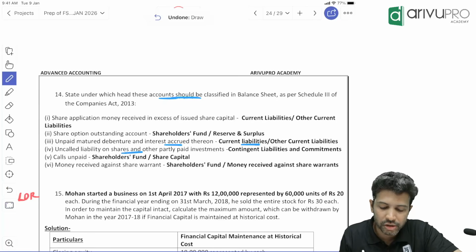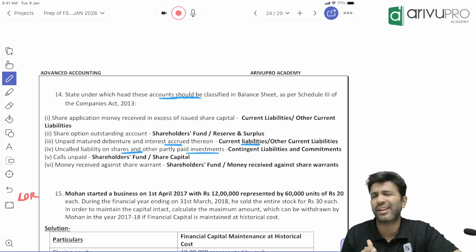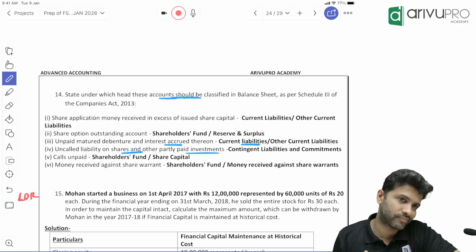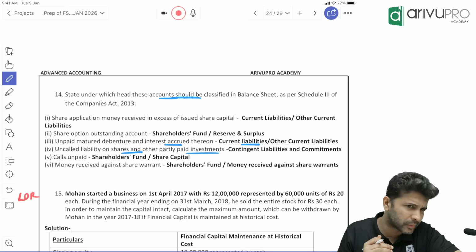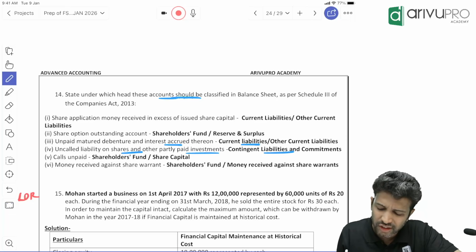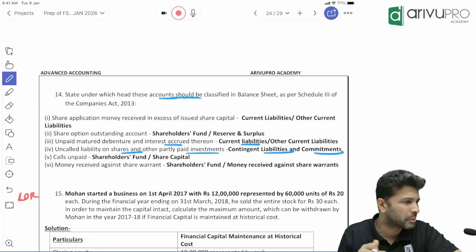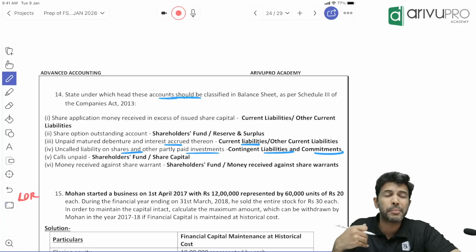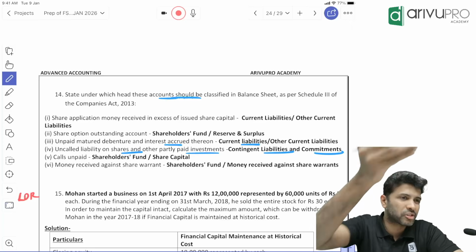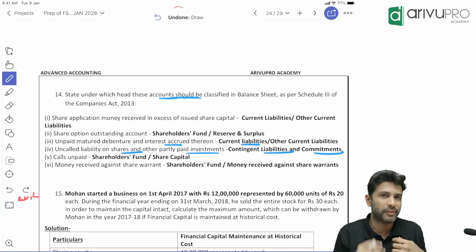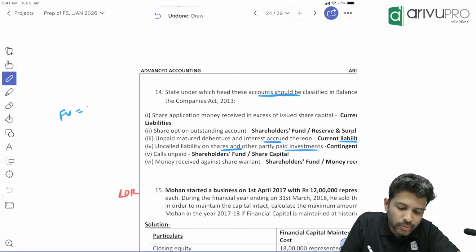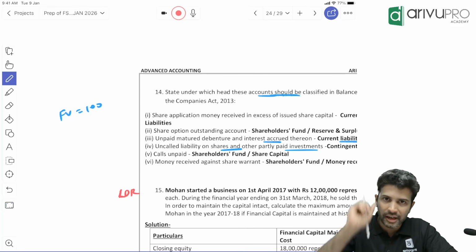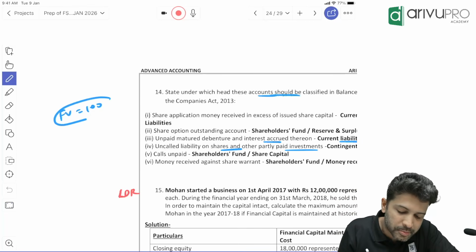Uncalled liability on shares and other partly paid up investments. Uncalled liability on shares means final call money not yet due. If it is not even due, there will be no journal entry. So what is this? All these are contingent liabilities and commitments. It is not from the company's perspective but from the investor's perspective, because they're talking about partly paid investment. Let's say the face value of the share is 100. We have purchased some investment, equity shares of some other company, as investment. How much money is this?